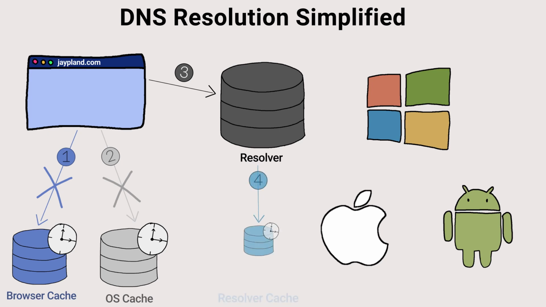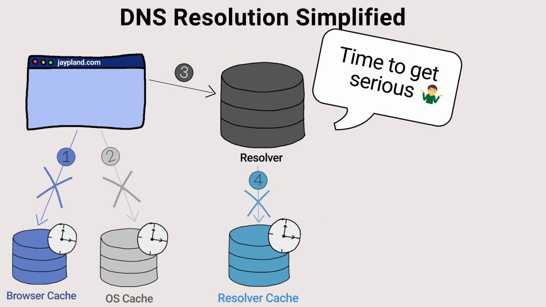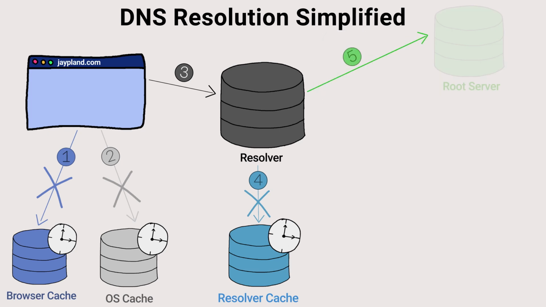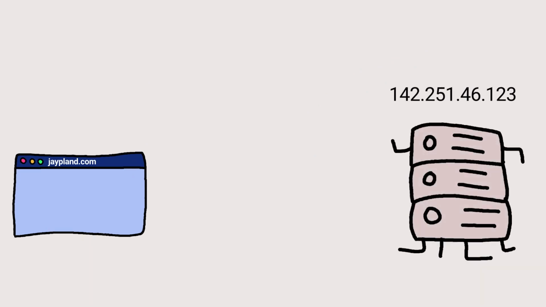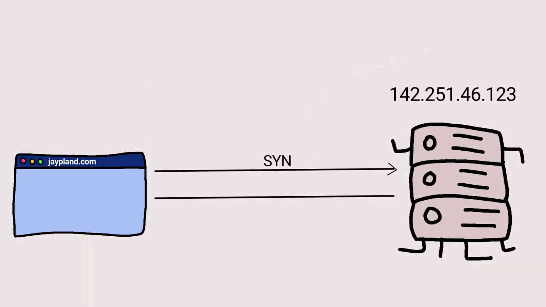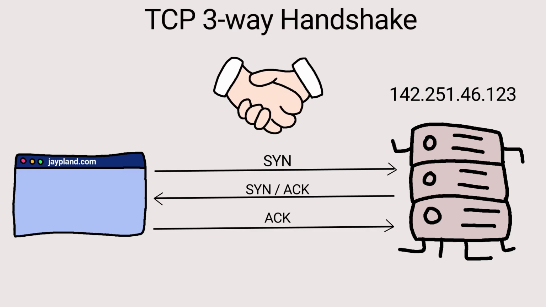The resolver will check its own cache. If the IP is still not found at any of those cache layers, the resolver will do a recursive DNS lookup. A recursive DNS lookup asks multiple DNS servers for the DNS record until it is found. Now, once the IP address of the server is found, the browser initiates a connection with it using what is called a TCP three-way handshake. If you want to know more about it, we have a separate video explaining the handshake in detail.